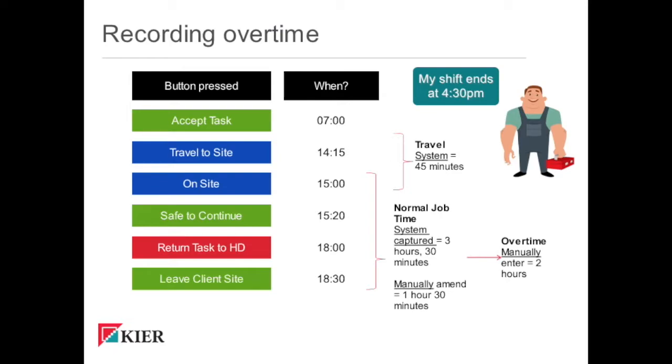The engineer works for 3.5 hours on the task and then returns it to the help desk as more work needs to be done. When the timesheet form appears, the engineer is able to adjust the time on the task to reflect his overtime. He's worked 1.5 hours of core time and 2 hours of overtime.